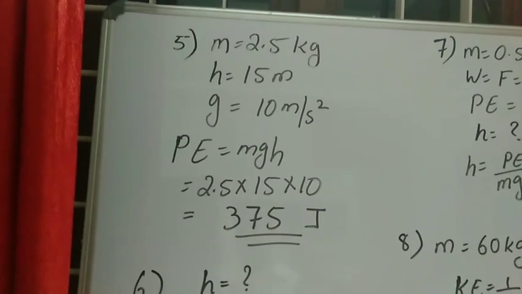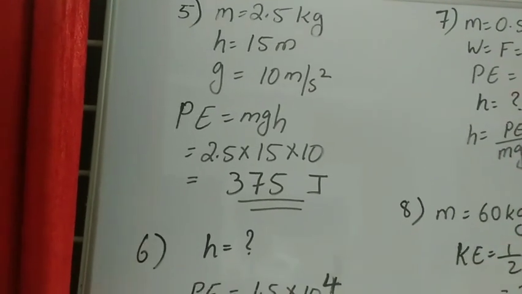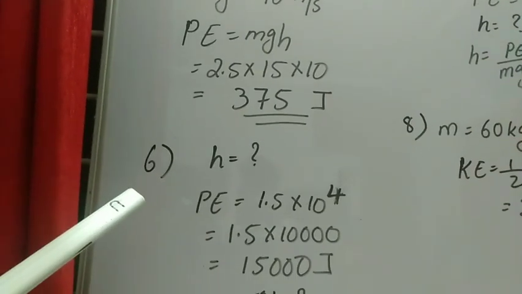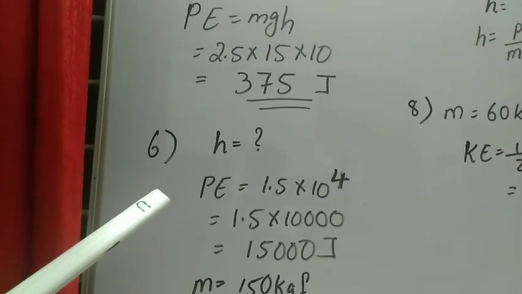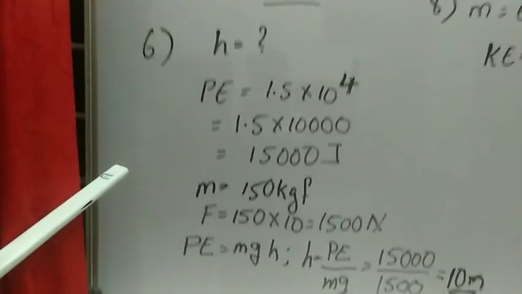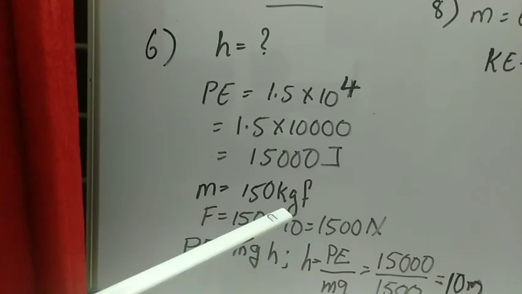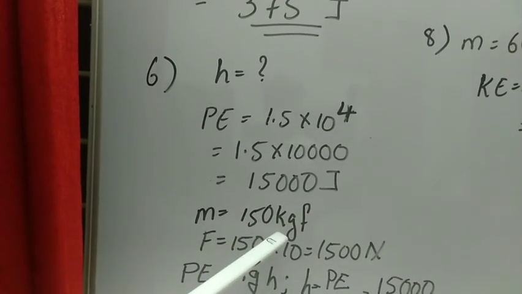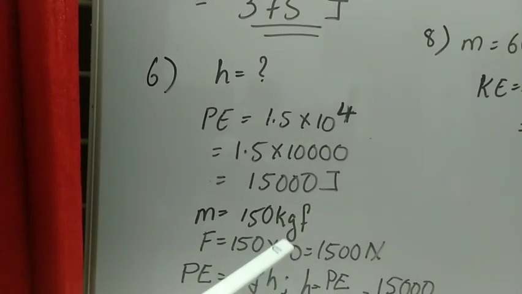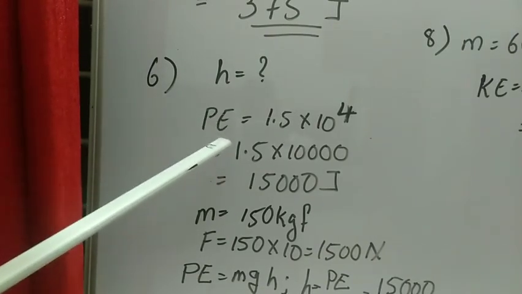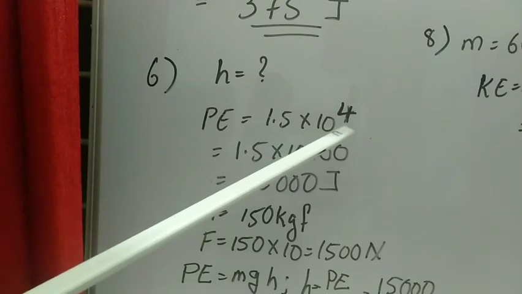Question number 6. The gravitational potential energy stored in a box of weight 150 kgf. Here it is given weight 150 kgf. So even if it is written weight, from the unit it should be clear that kgf is the unit of mass. So the potential energy is 1.5 into 10 raised to 4 joule. Potential energy is already given, 1.5 into 10 raised to 4.